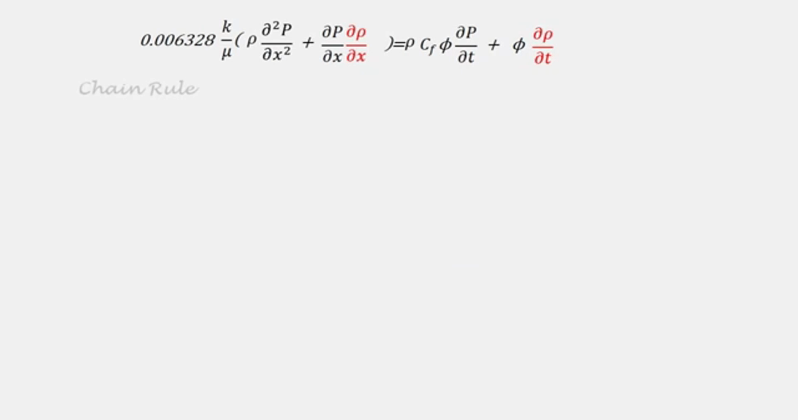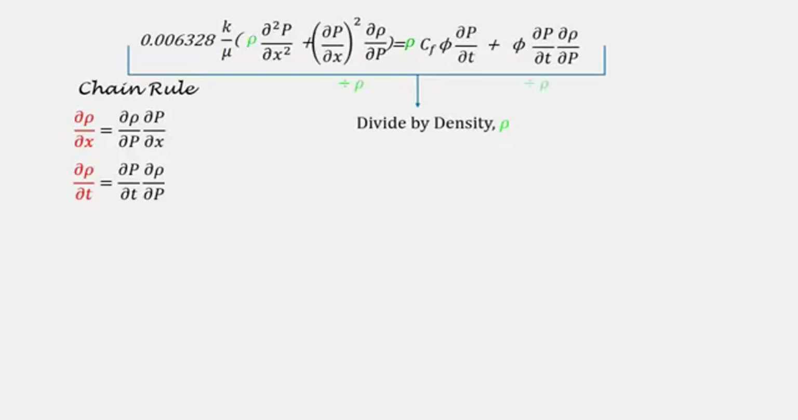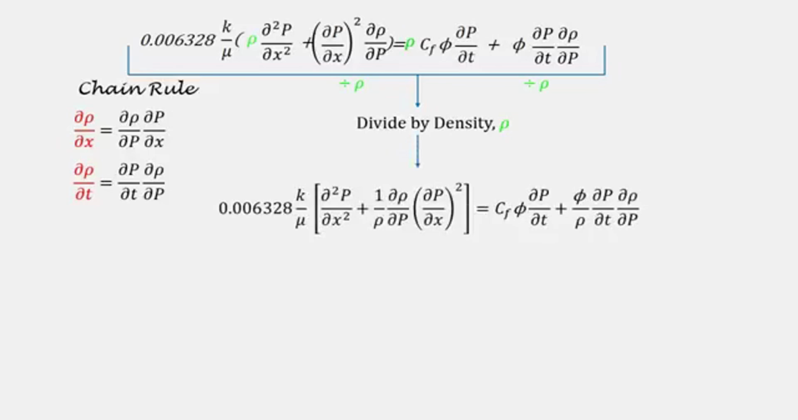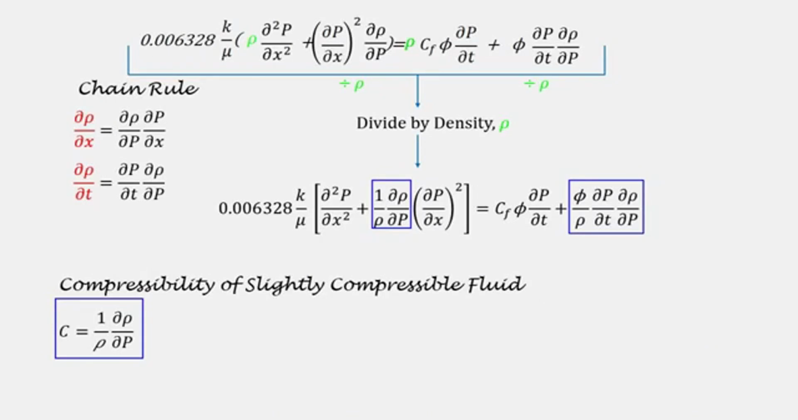Moving on, we differentiate density in terms of x and t using the chain rule, and then fit it back into the equation. Now density is too mainstream, so we cancel them out by dividing by itself. This is where fluid compressibility comes into action. This is the formula of c, fluid compressibility. Fluid compressibility is then substituted twice in the equation.